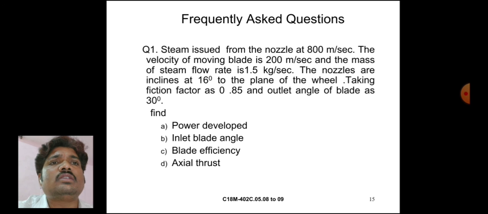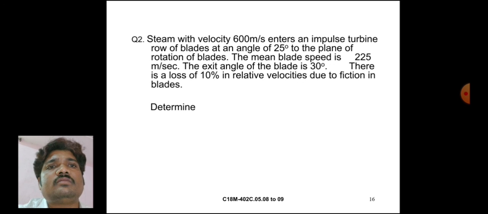Frequently asked question in this topic: steam is issued from the nozzle at 800 meter per second, the velocity of the moving blade is 200 meter per second and the mass of steam flow rate is 1.5 kg per second. The nozzles are inclined at 16 degree to the plane of the wheel, taking friction factor as 0.85 and outlet angle of blade as 30 degree. Find power developed, inlet blade angle, blade efficiency, axial thrust.